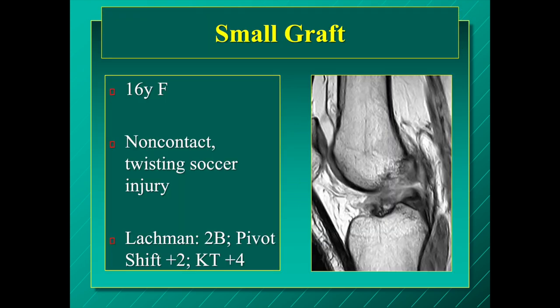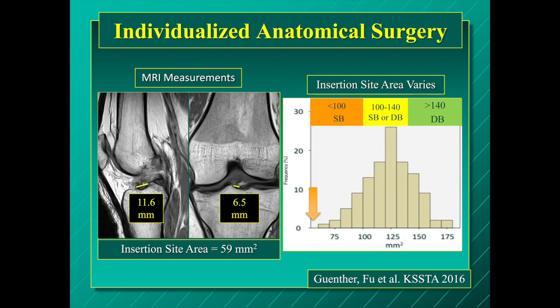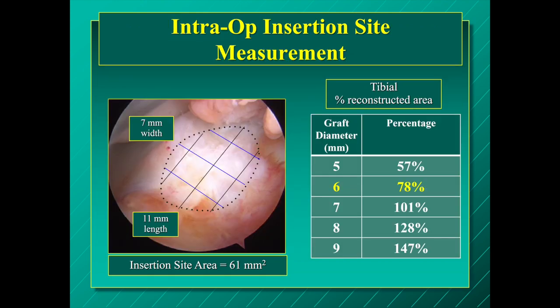On the opposite end of the spectrum, this patient elected for ACL reconstruction with hamstring autograft. However, three-dimensional MRI measurements revealed a small tibial insertion site, over two standard deviations below the mean size. Intra-op measurements corresponded with MRI measurements, finding a small tibial insertion site that supported reconstruction with a 6 millimeter single bundle, restoring 78% of the native tibial insertion site.